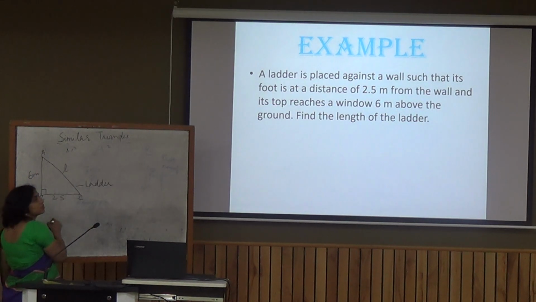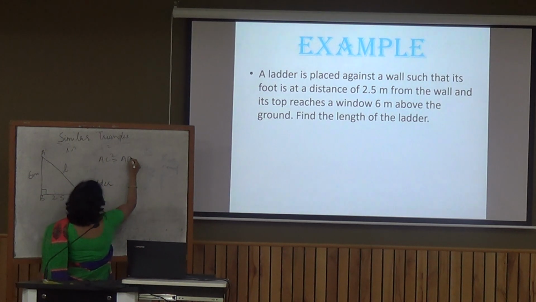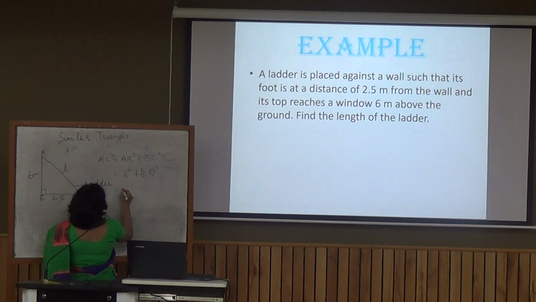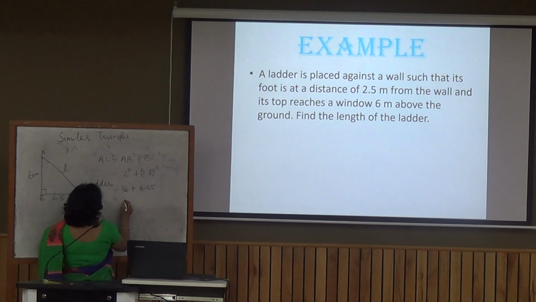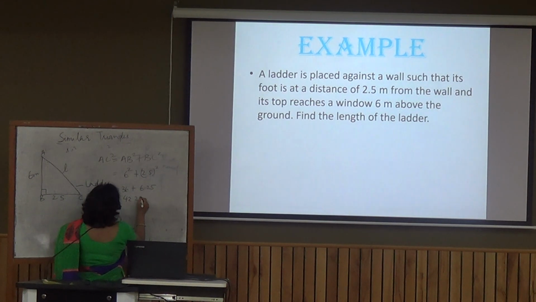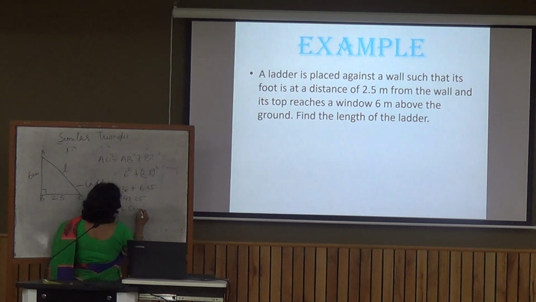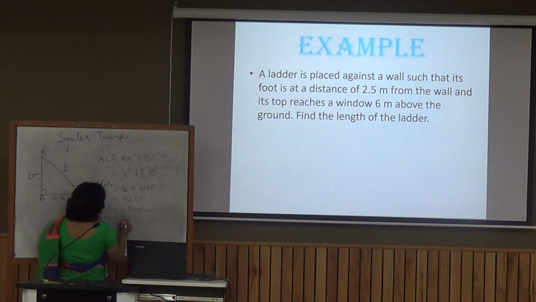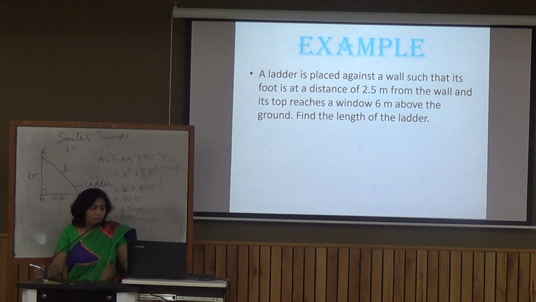Now it forms a right angle triangle. So we can say AC square is equal to AB square plus BC square. That says 6 square plus 2.5 square. So 6 square is 36 plus 6.25. That gives us 42.25. So AC comes out to be 6.5. So the length of the ladder is 6.5. Hence this gives an idea of Pythagoras theorem.